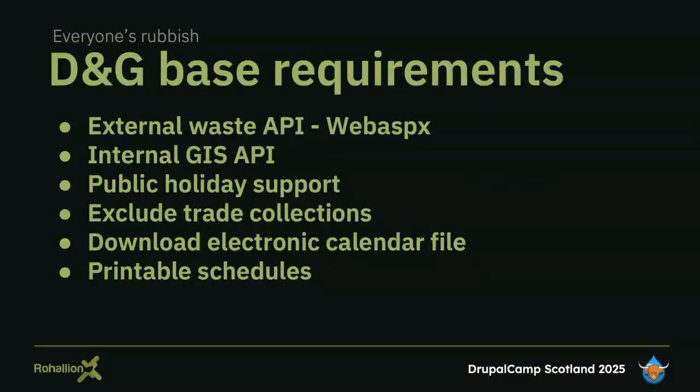So the base requirements for this module: we need to tap into their external waste collection API, Web Aspects. They used an internal GIS API, or they had it available rather. They wanted public holiday support, so that when collections are disrupted during public holidays, they could provide additional information to residents. They wanted to exclude commercial collections. Their Web Aspects platform covered both domestic and commercial. They didn't want to surface those commercial collections.